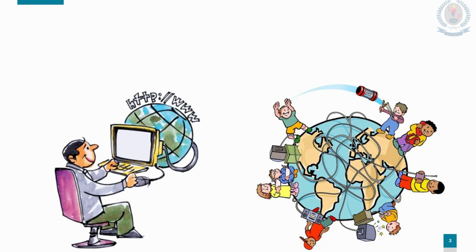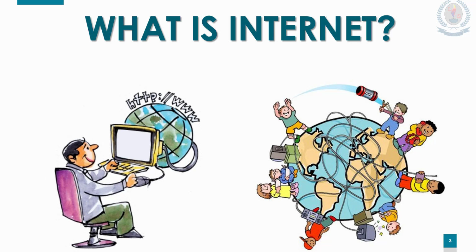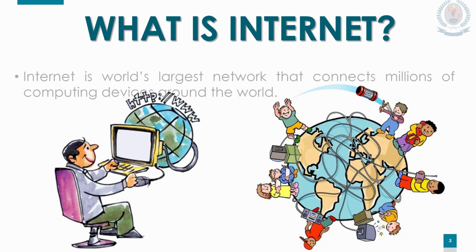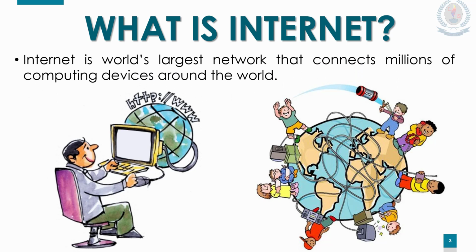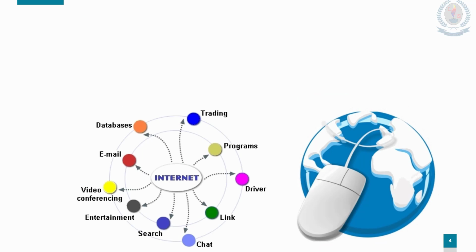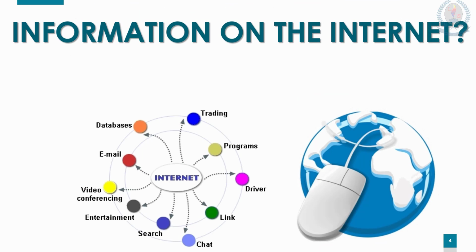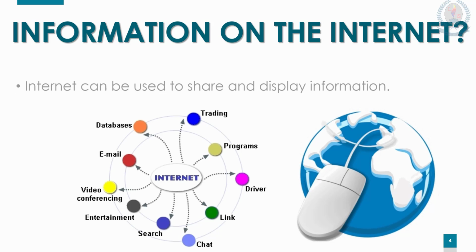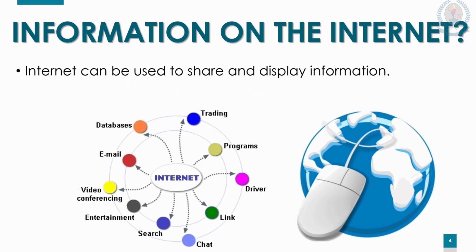And then first we have to learn what is Internet. Internet is the world's largest computer network that connects millions of computing devices around the world. So this is Internet. It connects millions of people, millions of computers within the world. So information on the Internet, we have a lot of information to find on the Internet. Any kind of information we can find on the Internet.